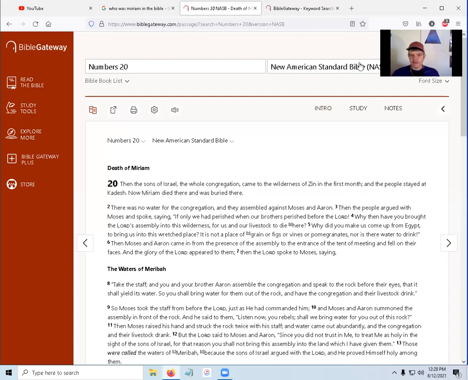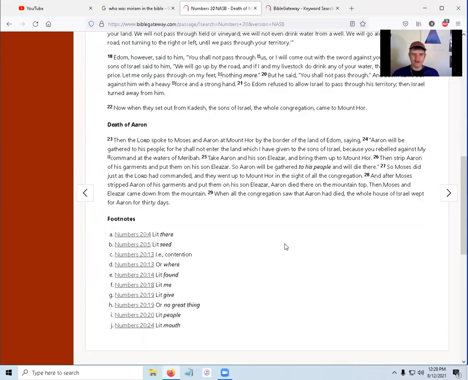So you got the Bible translation. You type in the Bible verse. You got the chapters down here. What if you want to go to the next? Let's say we read all this. Death of Aaron. Dang, everybody's dying around here. They're getting pretty old. And they wept for Aaron for 30 days. Oh, footnotes, I guess.